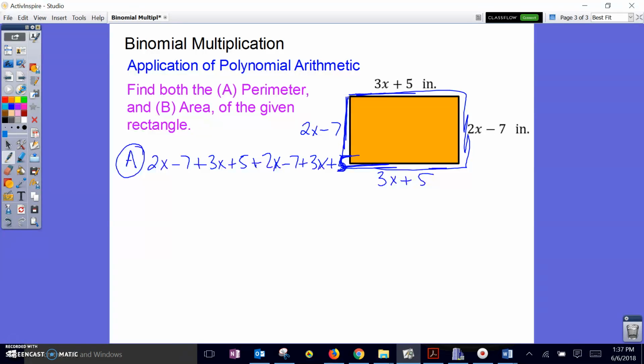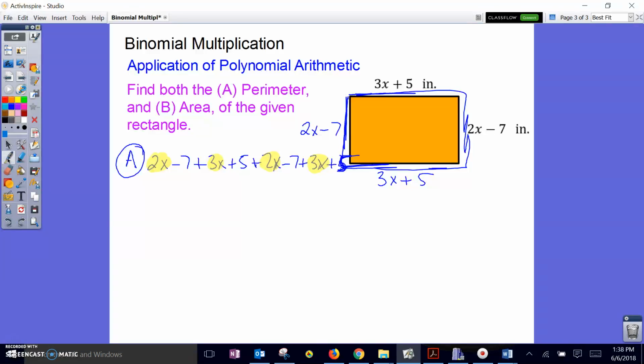There is a shortcut way to do this. Just multiply each side length by 2 and then add that result together. You're certainly welcome to do it that way. I probably would. But I find that a lot of students prefer to just go ahead and list out the sides. And now we're going to combine the like terms.